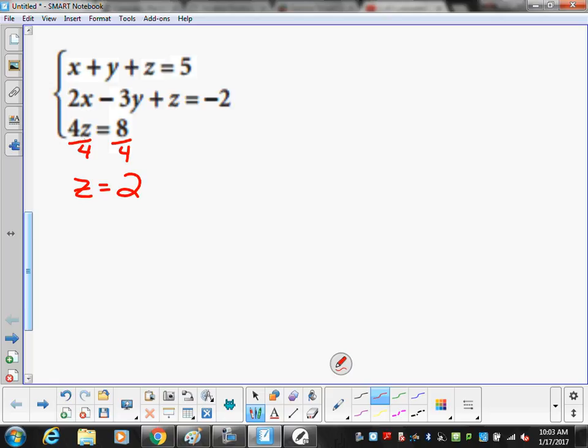Okay? So once you've solved for the easiest one, then it says to plug values back in, substitute values back in until you find all the values. On this one, I've got z here and here, so let's just plug in both of those. x plus y plus 2 equals 5, and 2x minus 3y plus 2 equals negative 2. So I rewrote both of the first two equations, but instead of z, I put 2. And so now I have two equations just like we did on the first problem that we worked on.